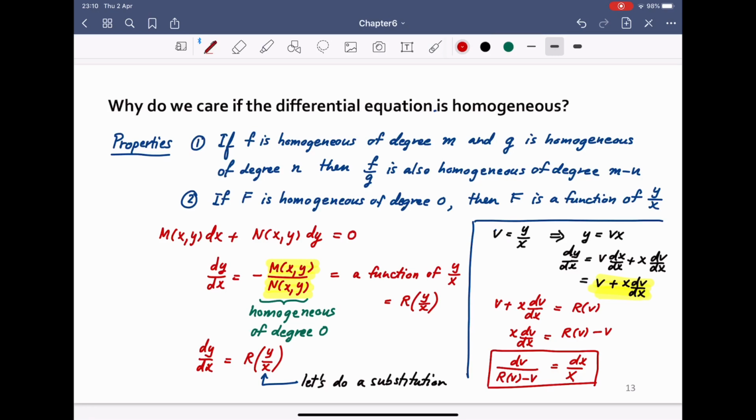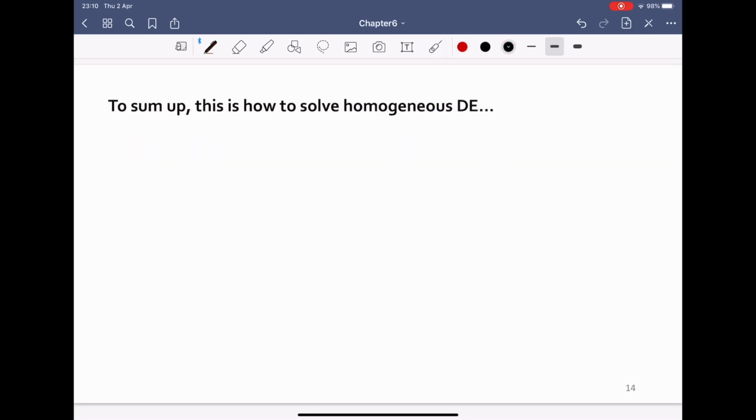So the idea of homogeneous differential equation is we're gonna make a substitution, y equal to vx, and then after that the differential equation will turn into a separable equation, and then we can solve. To sum up, this is how we solve homogeneous differential equation.